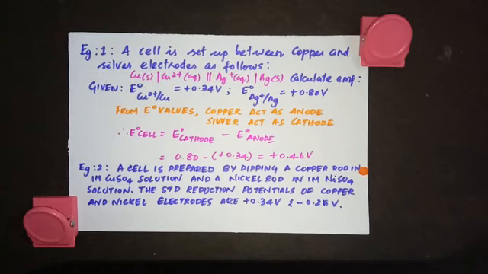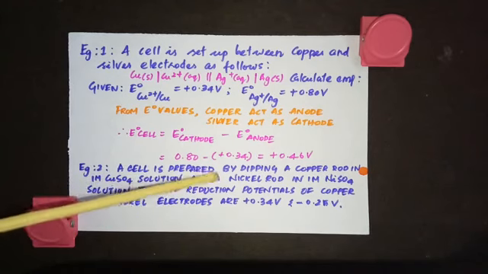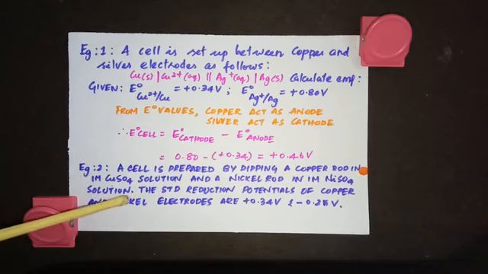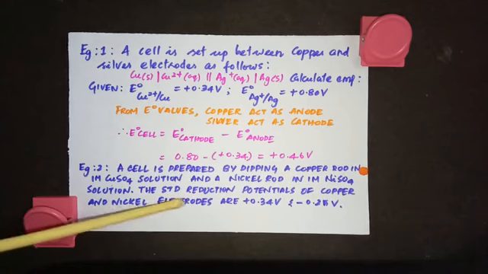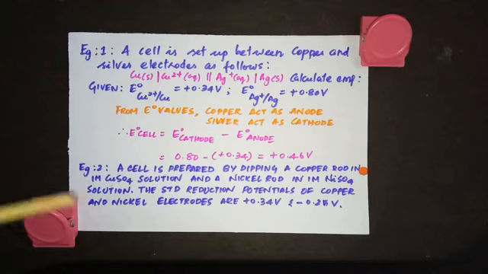Now look at the next example. A cell is prepared by dipping a copper rod in 1 molar copper sulfate solution and a nickel rod in 1 molar nickel sulfate solution. The standard reduction potentials of copper and nickel electrodes are plus 0.34 volt and minus 0.25 volt. So they have given you a picture of how the cell is prepared and the reduction potentials also.